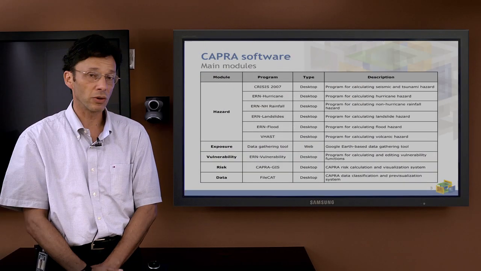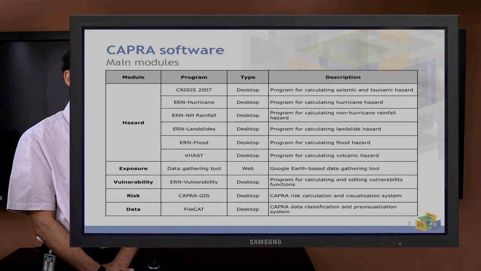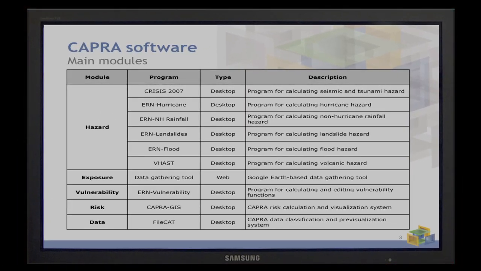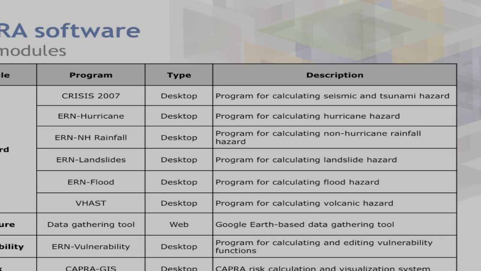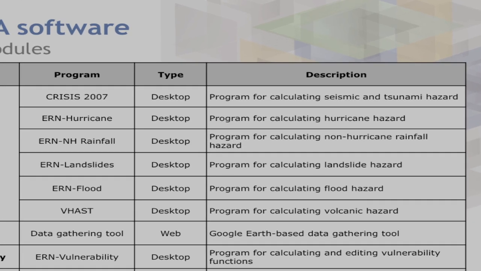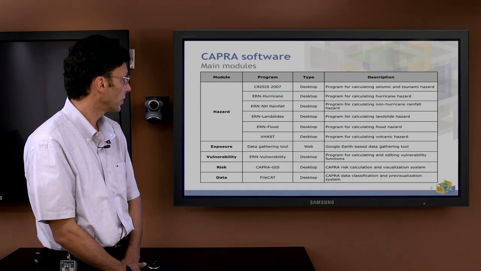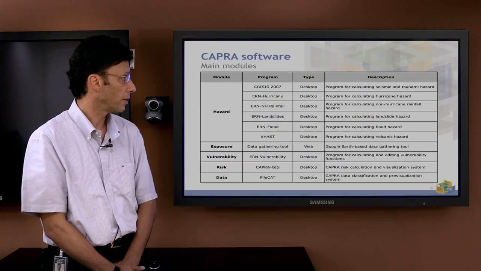The following is a list of the main modules utilizing the CAPRA platform for hazard modeling. The Crisis 2007 program for seismic and tsunami hazard assessment, the ERN Hurricane module for hurricane hazard assessment, the ERN Non-Hurricane Rainfall module, the ERN Landslide module, the ERN Flood module, and the VHAST module for volcanic risk assessment. These are the main hazard assessment components.